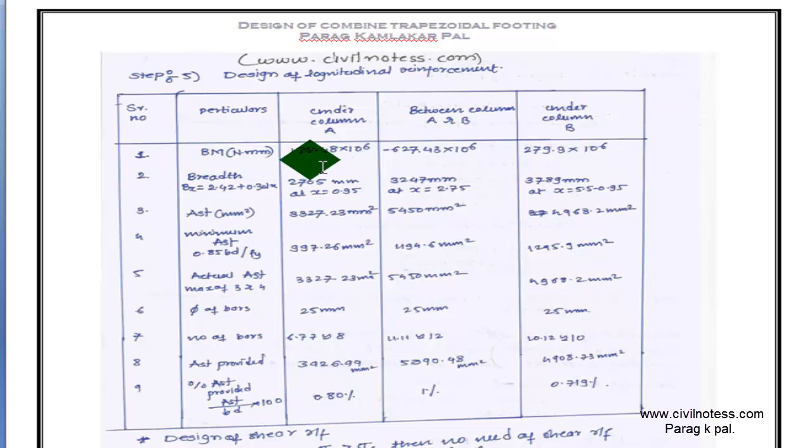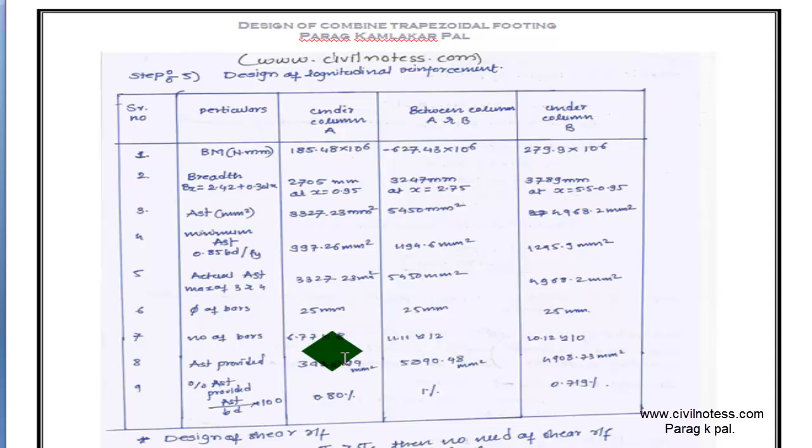Then provide the diameter of bar, then the number of bars is here. Then AST provided, that means how many bars, 8 bars of 25 mm diameter, you are providing. So the area of steel is coming around this, this is AST provided here, and the percentage of AST is used for the calculation of tau c and tau v for shear. Here I calculated, and tau v nominal shear is greater than tau c. Okay, so here no need of shear reinforcement, so we are providing nominal shear here only.